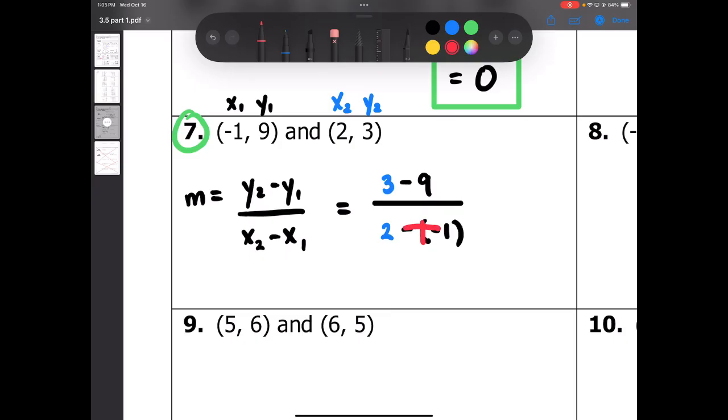Is that okay? You guys want to see it again? Okay, see double negative, yes? Change this to positive, right? You can do this. Okay, what's 3 minus 9? And then 2 plus 1? Negative 6 divided by 3? Done. Okay.